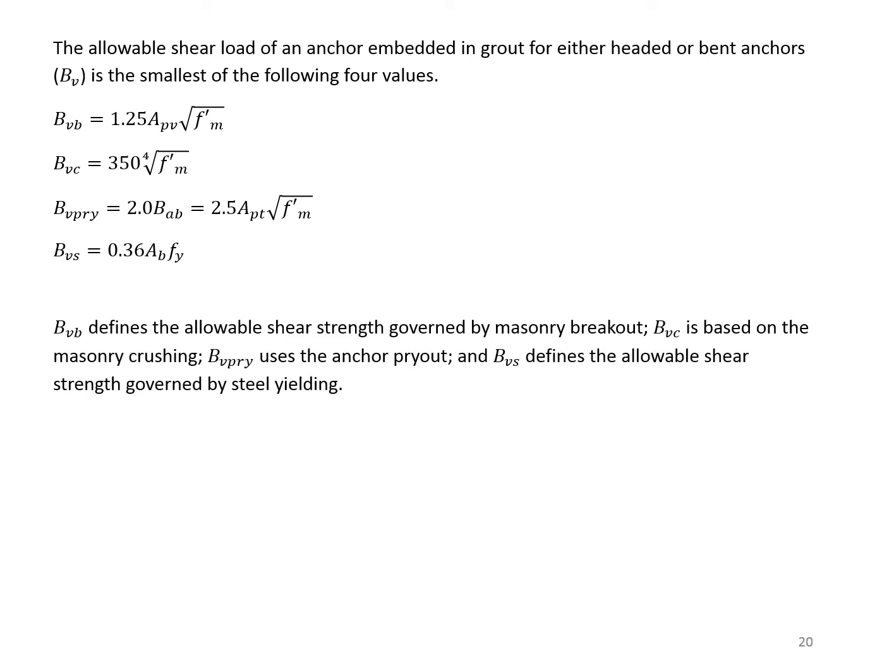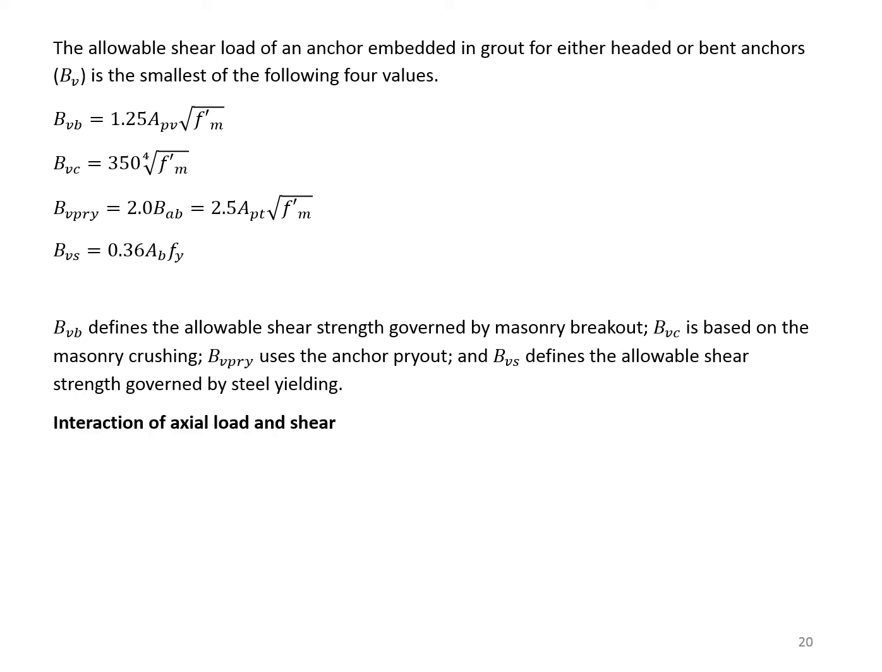The first equation, BVB, defines the allowable shear strength governed by masonry breakout. The second equation, BVC, is based on the masonry crushing. The third equation, BVPRY, uses the anchor pry-out. And the last equation, BVS, defines the allowable shear strength governed by steel yielding.